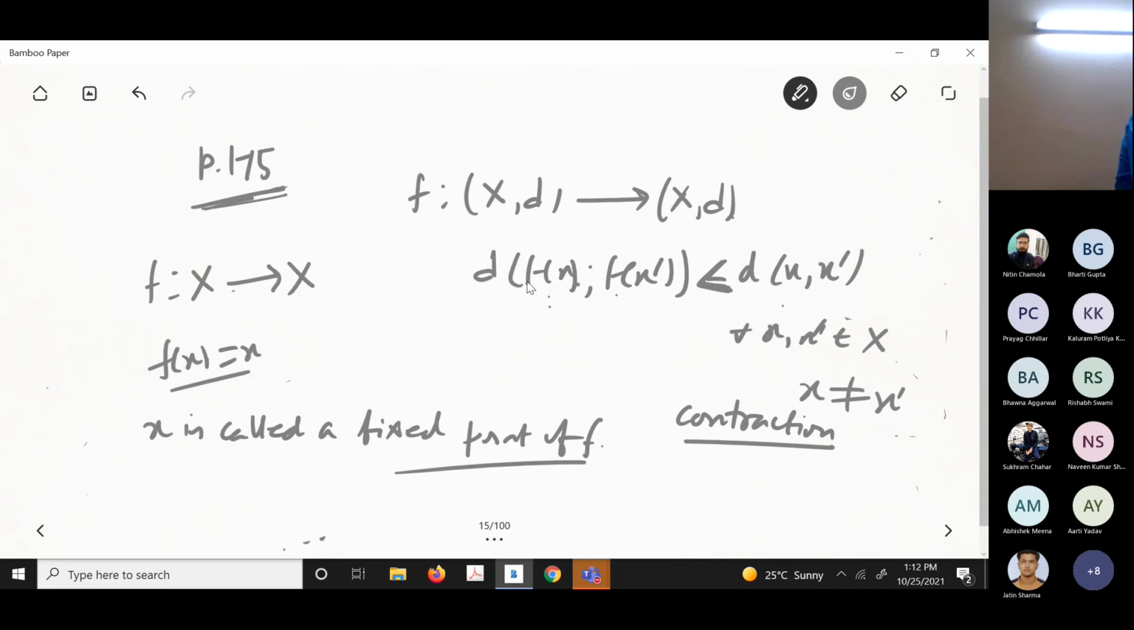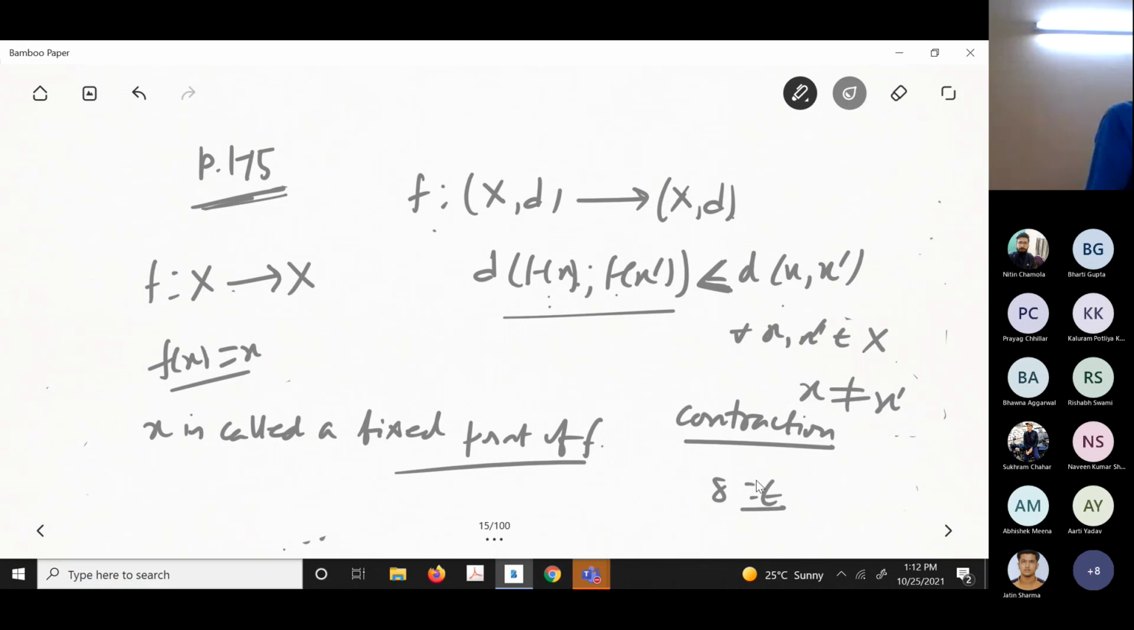And if you have a contraction, you can prove, that is not required, that such a map will have to be continuous. Every contraction is continuous. In fact, if you have this less than delta, you can choose delta equal to epsilon, and it will be continuous. So the problem says if it is a contraction, it has a fixed point.